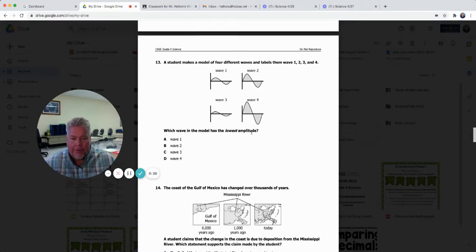Amplitude, remember, is from the middle to the crest on either up or down. You can go to the crest or the trough, the highest point or the lowest point. You start at the middle and you go to the top. So which one has the lowest amplitude?